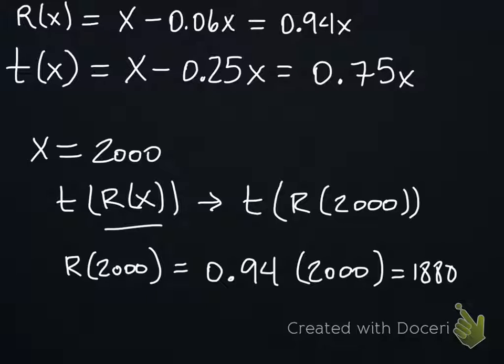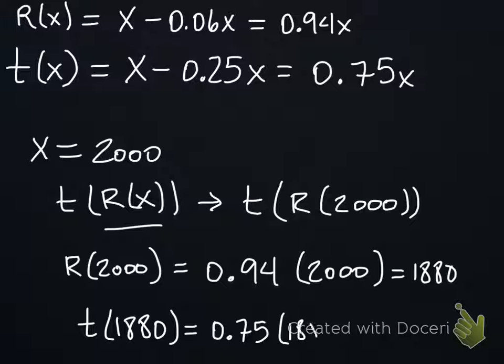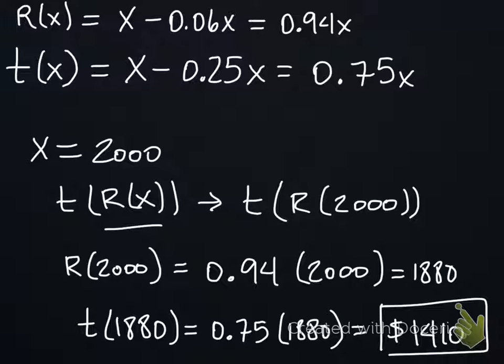But now you're going to take your taxes off of that. So T of, but now it's T of 1,880, not T of 2,000. So that's going to be 0.75 times 1,880. That gives you $1,410. So you're really taking home $1,410. So that's a function within a function, right? That's our composite. So that's f of g of x, or in this case, T of R of x.